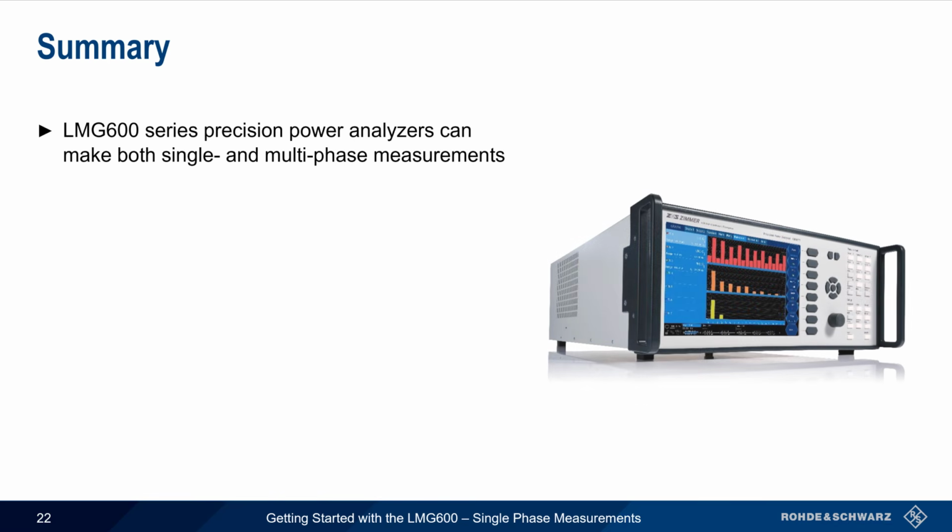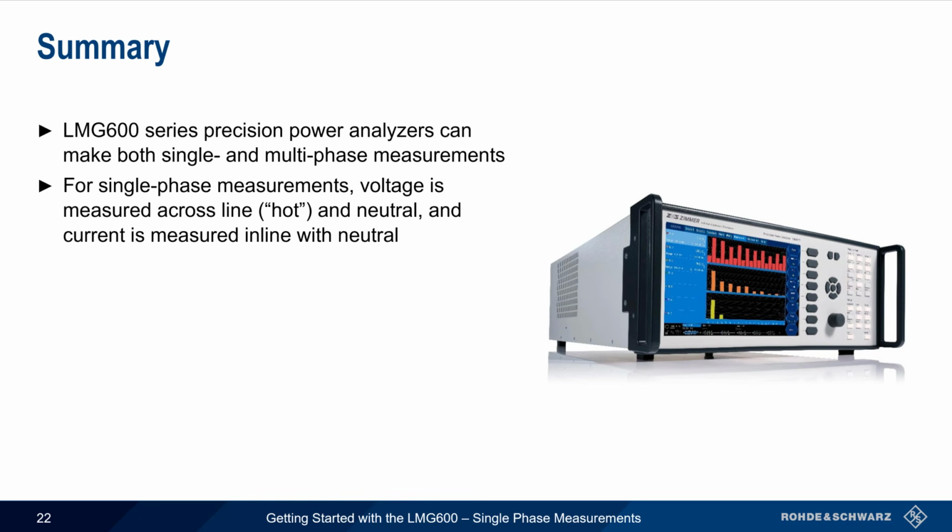Let's end with a brief summary. LMG600 series precision power analyzers can make measurements of both single and multi-phase power. For single-phase measurements, voltage is measured across the line and neutral conductors, and current is typically measured in line on the neutral conductor. Both of these measurements, voltage and current, only require a single measurement card.